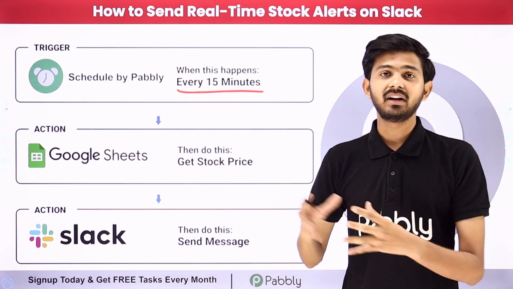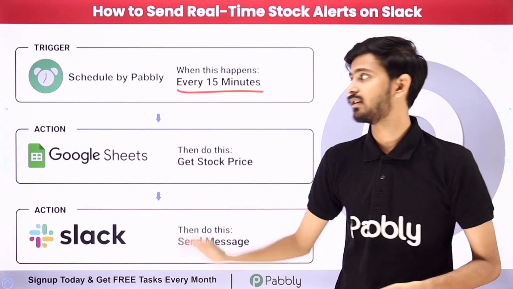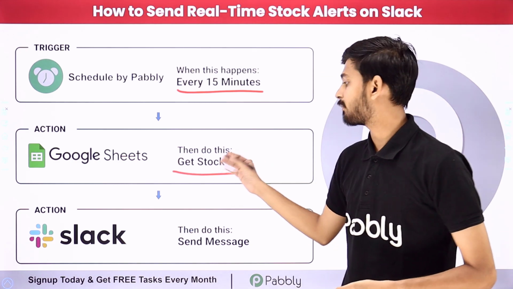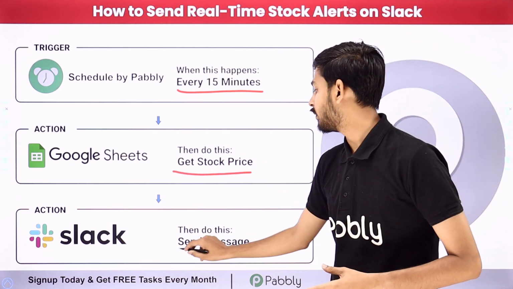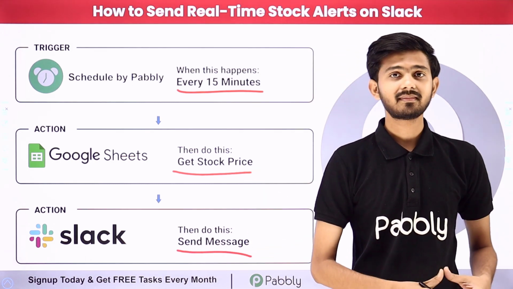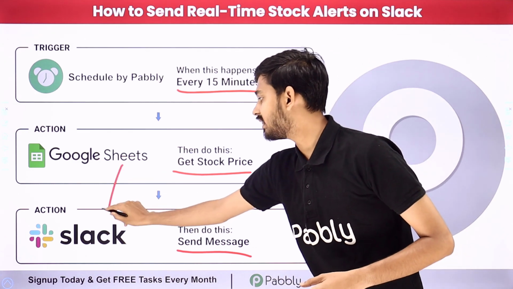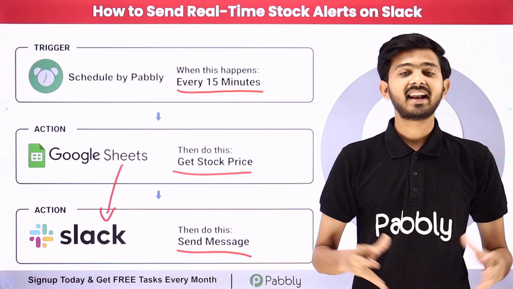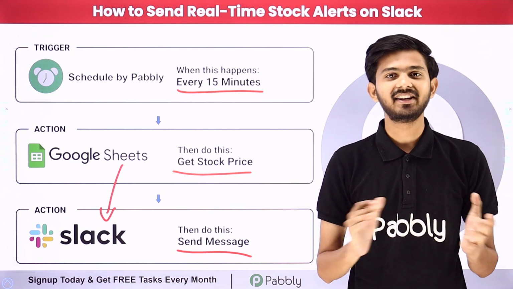So every 15 minutes, what is going to happen is that I'm going to get the stock prices that I've added in my Google Sheet, and after getting the stock prices, I'm going to automatically send a message on my Slack channel with all the stock prices. So for my objective, I have to build a connection between Google Sheets and Slack. For building this connection, I'm going to use Pabbly Connect, which is an amazing software for automation and integration.